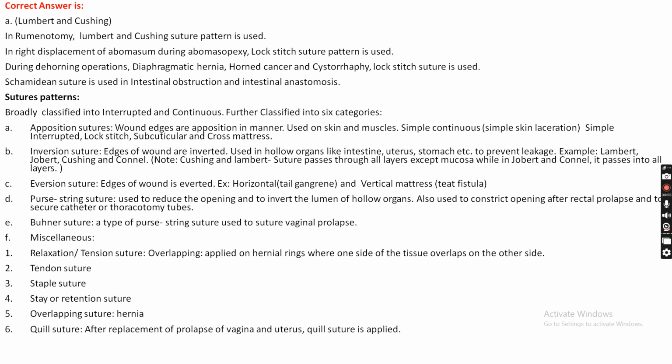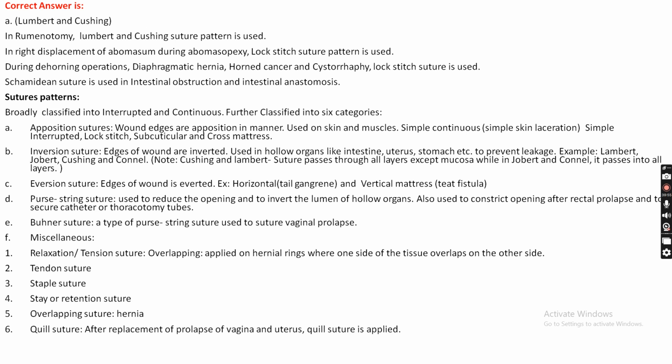Apposition suture is a type of suture pattern in which the wound edges are apposed. It is used in skin and muscles, like simple continuous, which is used in simple skin lacerated wounds. Simple interrupted, lock stitch, subcuticular and cross mattress are examples of apposition sutures. Similarly, inversion sutures are those suture patterns in which the wound edges are inverted. They are mainly used in hollow organs like intestine, uterus and stomach, and are used to prevent leakage from the hollow organ. Examples are Lembert, Gambee, Cushing and Connell.